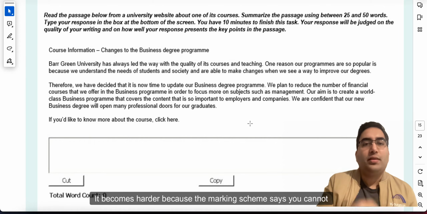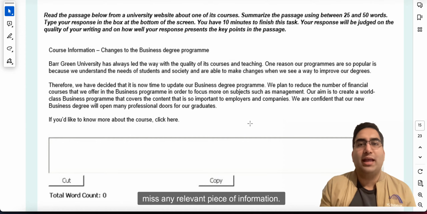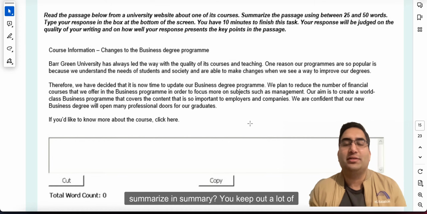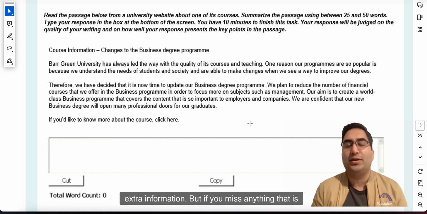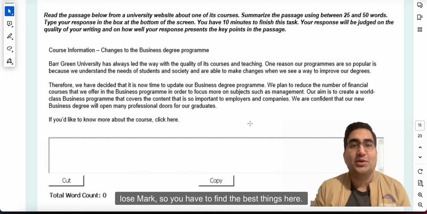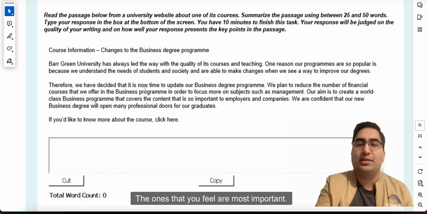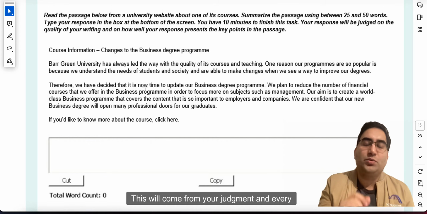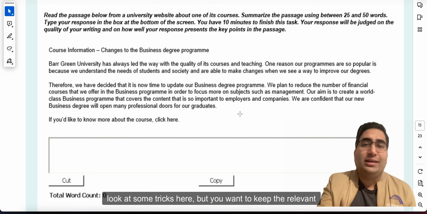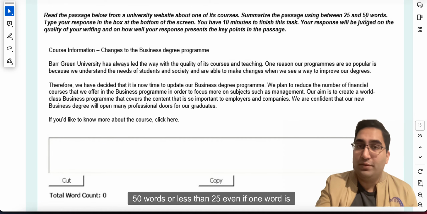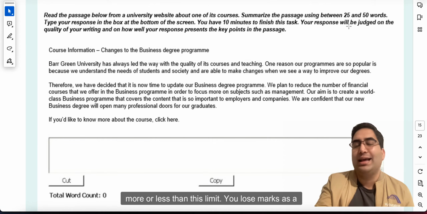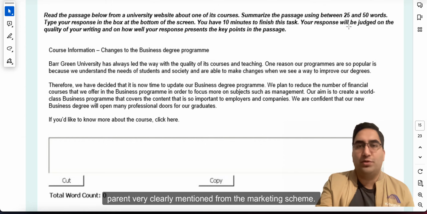It becomes harder because the marking scheme says you cannot miss any relevant piece of information. Now, when you see that, you are like, how do I summarize? In summary, you keep out a lot of extra information. But if you miss anything that is relevant to the AI or to the test maker, you lose marks. So you have to find the best things here, the ones that you feel are most important. This will come from your judgment, and every passage is going to be different, but we'll look at some tricks here. But you want to keep the relevant information, and you want to do no more than 50 words or less than 25. Even if one word is more or less than this limit, you lose marks, as very clearly mentioned in the marking scheme.